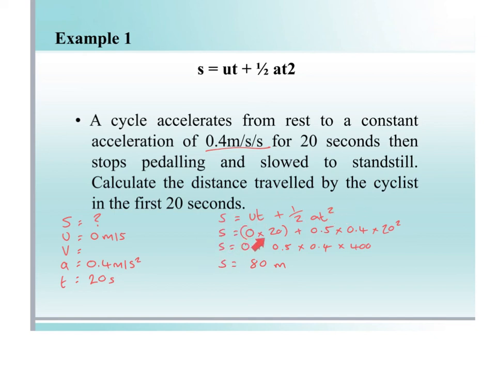So S equals 0 times 20, which we all know is going to be 0 anyway, plus half of 0.4 times 20 squared. So 20 squared, I just did in my calculator, 20 times 20, which is 400, 0.4, 0.5, and then my 0 there. And because that's a 0 now, it is essentially in your calculator 0.5 times 0.4 times 400 comes out to be 80 meters. So I think this equation is probably the easiest to use, which is why I'm going to give you the question next.